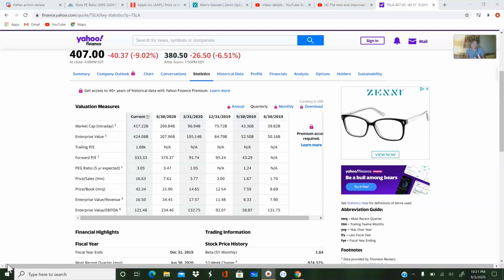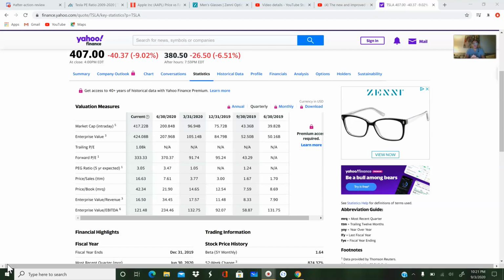So just looking at the PE ratio alone isn't enough for me personally. I like to throw the PEG ratio in there just to get a better picture of the relative expense of the company, or inexpensiveness of the company.